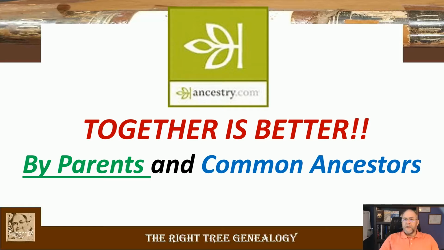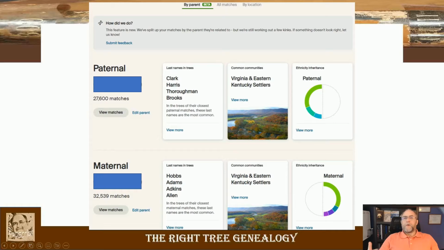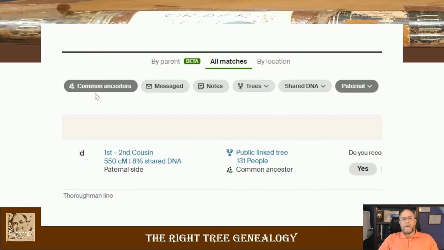A few things I suggest you should do: together is better. Go by parents and common ancestors. When you go into your match list on Ancestry.com, if you have enough data in the system, enough of your tree and enough matches, you can choose by parent, one side or the other. I have a different video on that, which I'll link in a card at the top of the screen if you want to watch that and come back to this one.